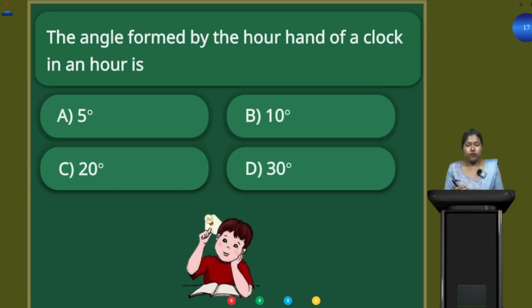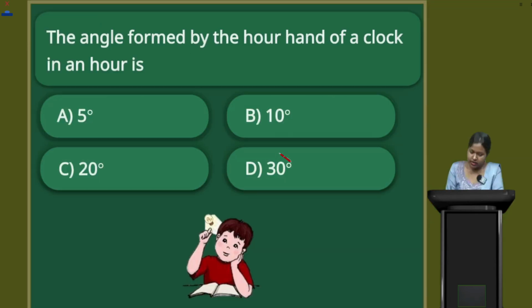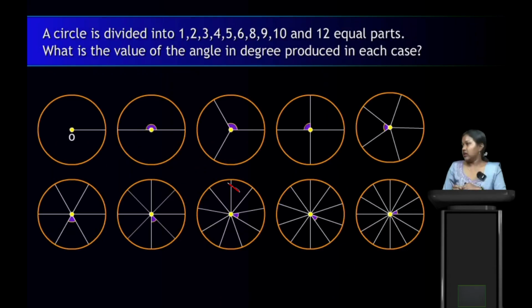Very easy question. Already we saw for different cases. When it is 2 hours, 2 into 30. When it is 3 hours, 3 into 30. So when it is 1 hour, what would be the answer, my dear students? Yes, you all are absolutely right. So here I am stopping the timer and showing you the answer. Very good. The answer is 30 degree, which is option D.